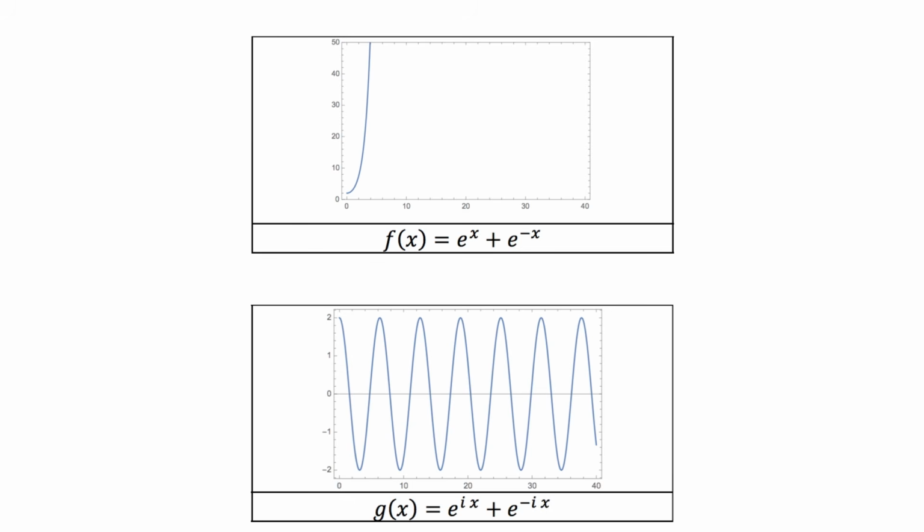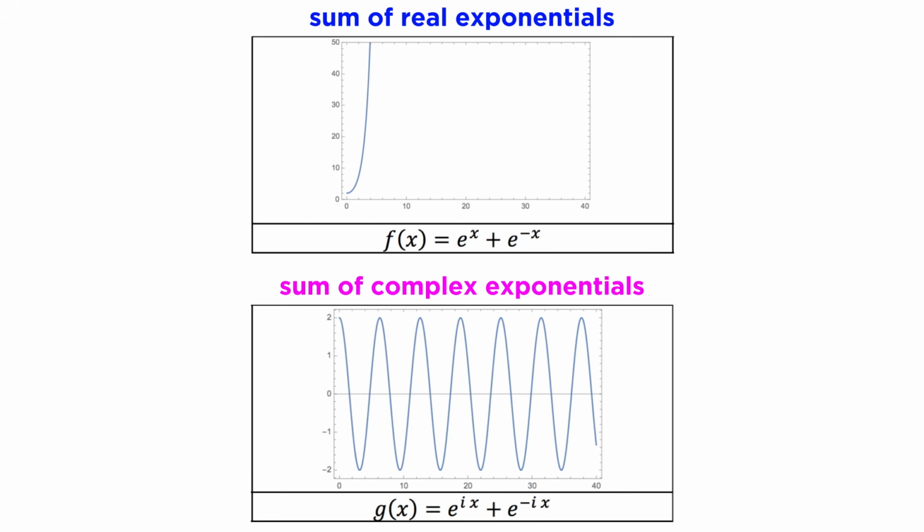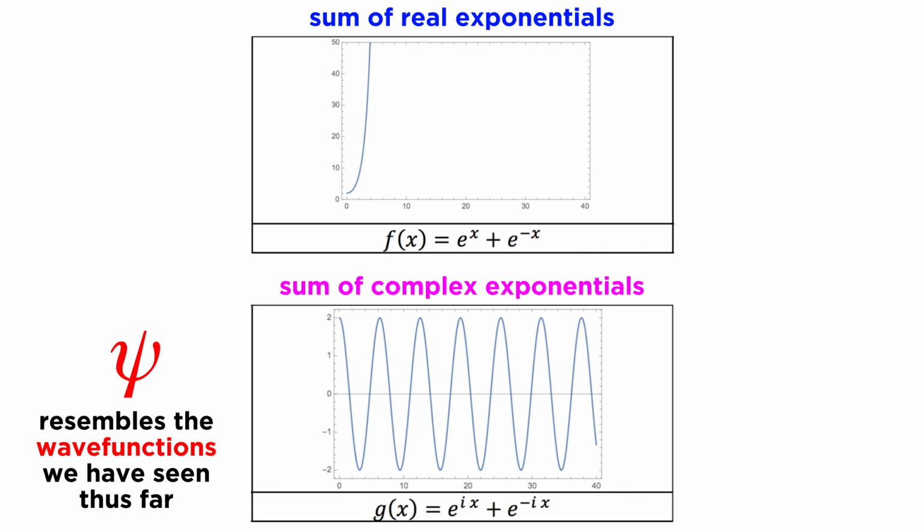Let's justify this graphically. Here we can see two functions plotted. The first, f of x, is a sum of two real exponentials, e to the x and e to the negative x. The second, g of x, is a sum of two complex exponentials, e to the ix and e to the negative ix. We already know how g of x works because the wave functions we've encountered so far have taken this form.